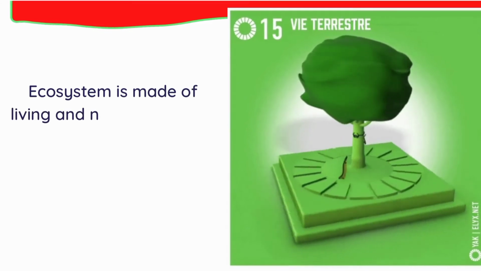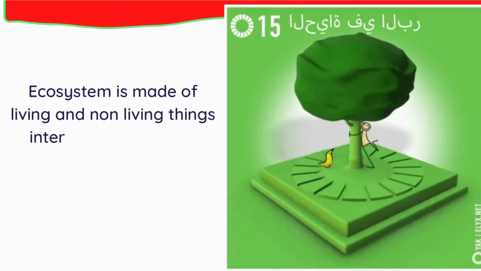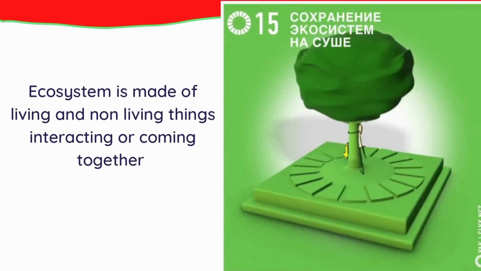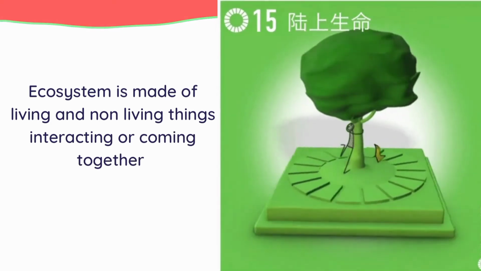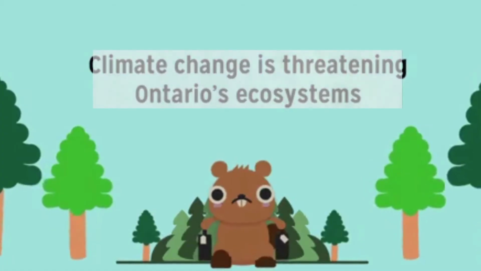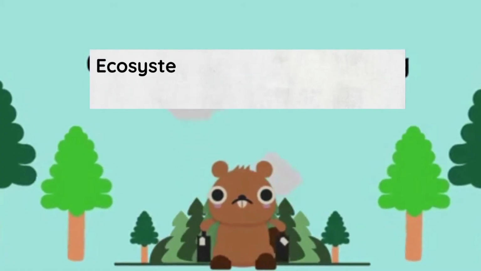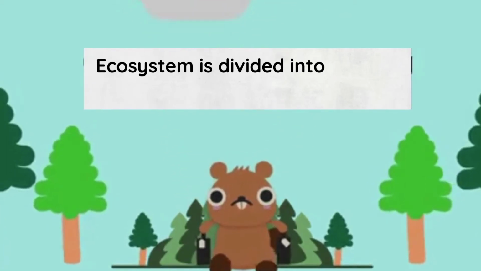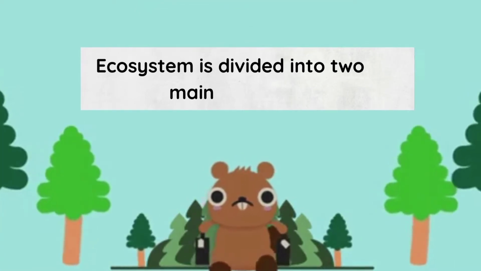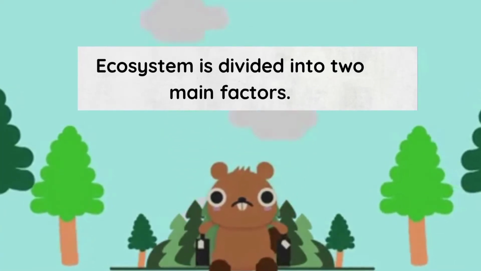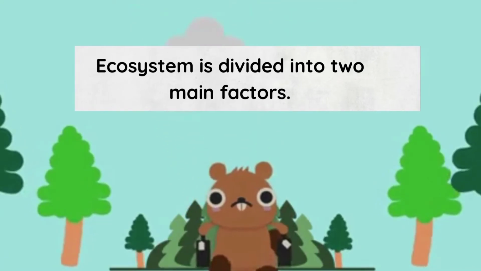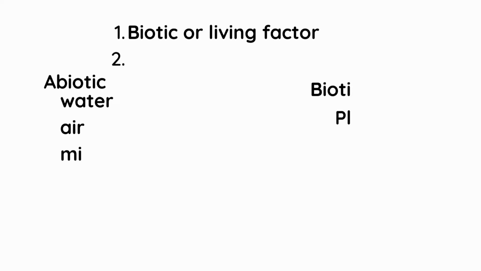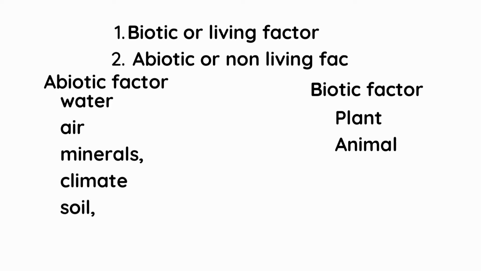Let's now look at what an ecosystem is. An ecosystem is made up of living things and non-living things. So when living things and non-living things come together, in order for life to continue, we say it is an ecosystem. Say ecosystem. Our ecosystem is actually divided into 2 parts. We divide them into the biotic and the abiotic part. So you can say we have biotic factor and abiotic factor. The biotic factor is called the living factor, while the abiotic factor is called the non-living factor.